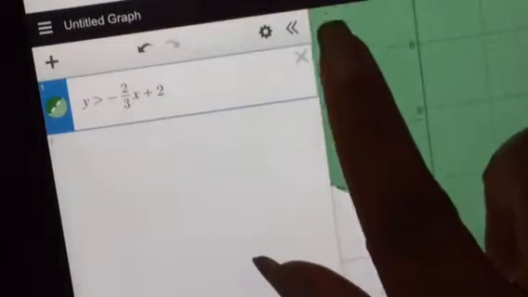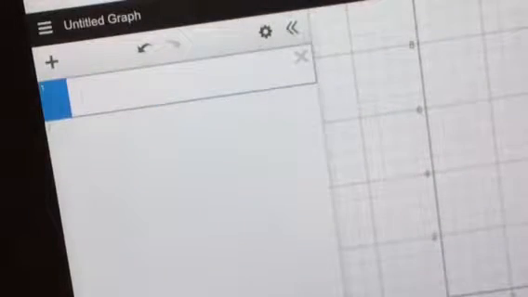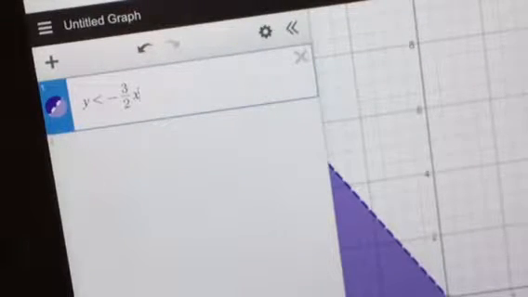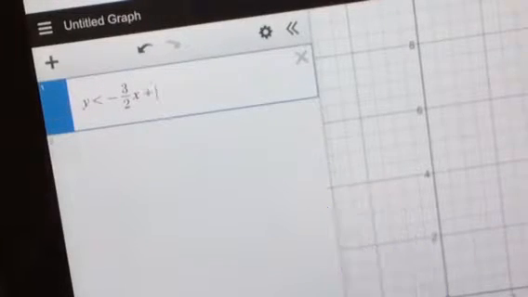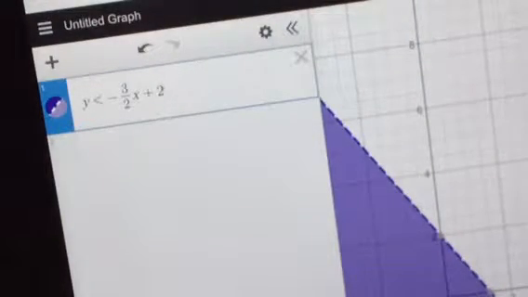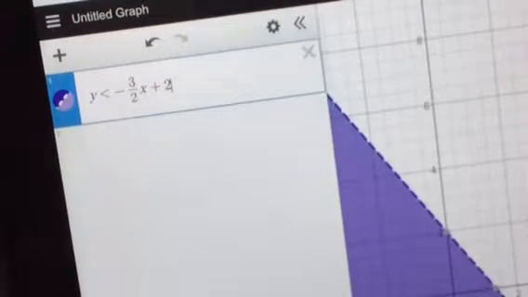Okay, let's try the next one. Y is greater than negative 3/2 X plus 2. Shaded line is a little slanted up more, as I believe it was Jose said, it's steeper. So it's not that one.